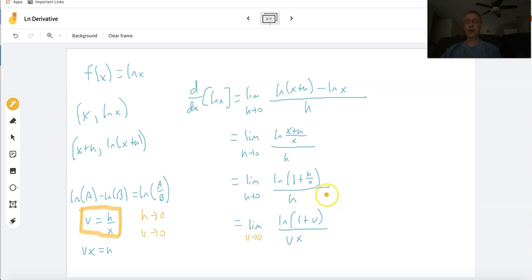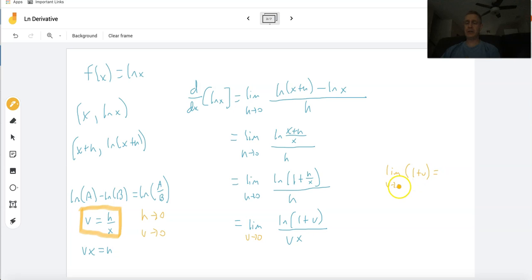So now I've simplified things down a little bit, and we have here this quotient. As we did earlier in the year when I had a limit of a quotient, I'm going to go off to the side here and consider the limit of my numerator and my denominator as v is approaching 0.